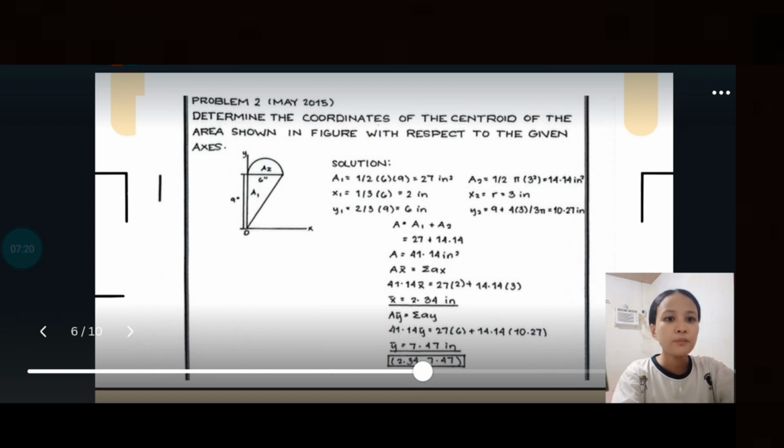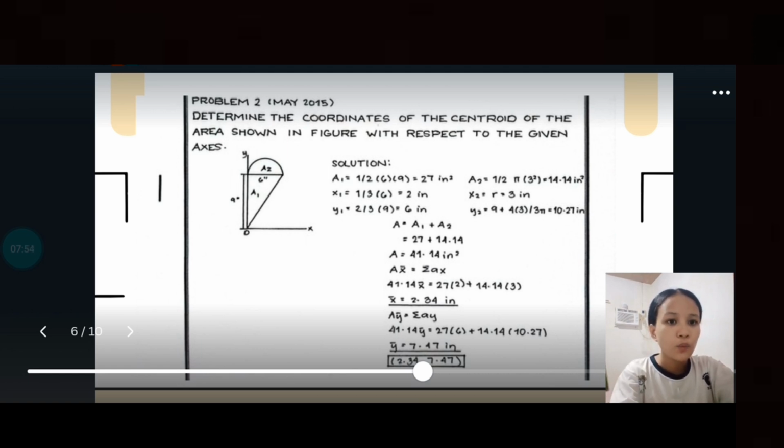Problem 2. Determine the coordinates of the centroid of the area shown in the figure with respect to the given axis. So first, we need to find the A1, A2, x1, x2, y1, and y2. So to get that, our A1 is 1 half times 6, which is given, and then 9, which is also given. It is equal to 27 inches squared.